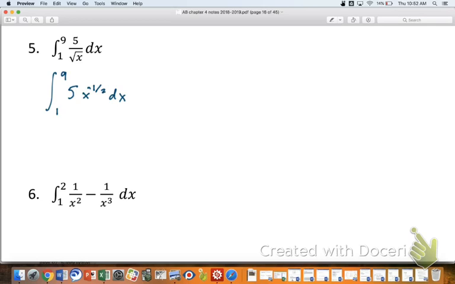Now that we have this transformed to a more usable form, if you guys would, see if you can do FTC 1, Fundamental Theorem of Calculus 1, and evaluate this definite integral. Okay? So ready to go. We'll check your answer in a minute.